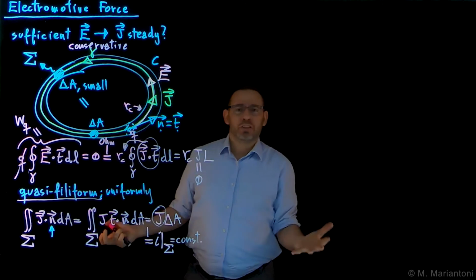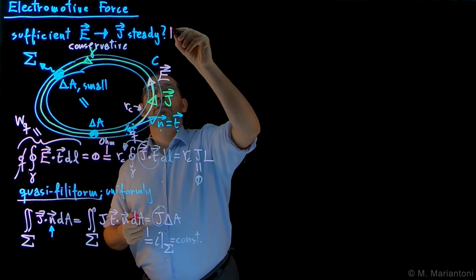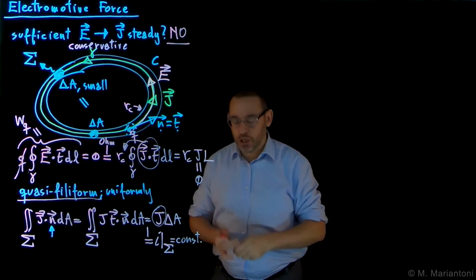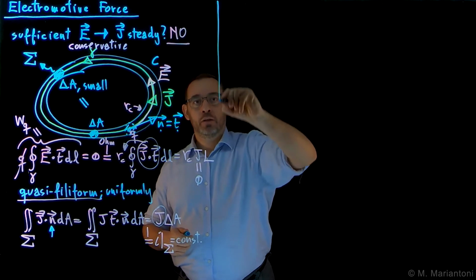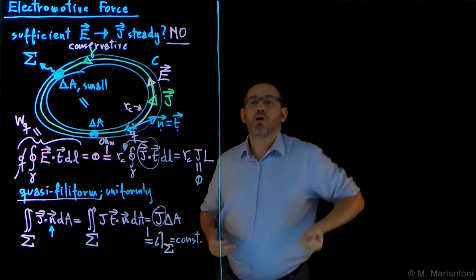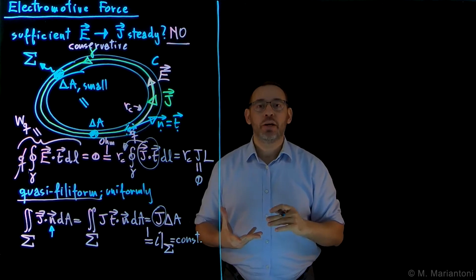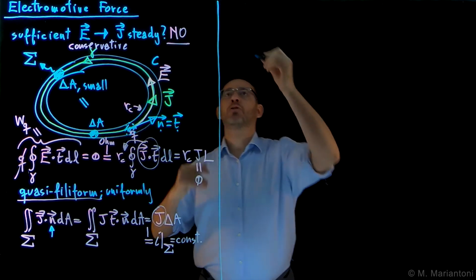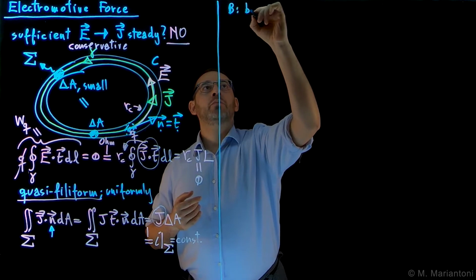So what is the outcome of all this discussion? That E is not sufficient. So the answer here is absolutely not. So what do we do in order to establish a current J? Well, we need to introduce another force, which is like a hand which moves the charge-free carriers and allows the current to be established. And this force is generated by what? By a battery, a source, a generator. So let's call it a battery. B for battery.